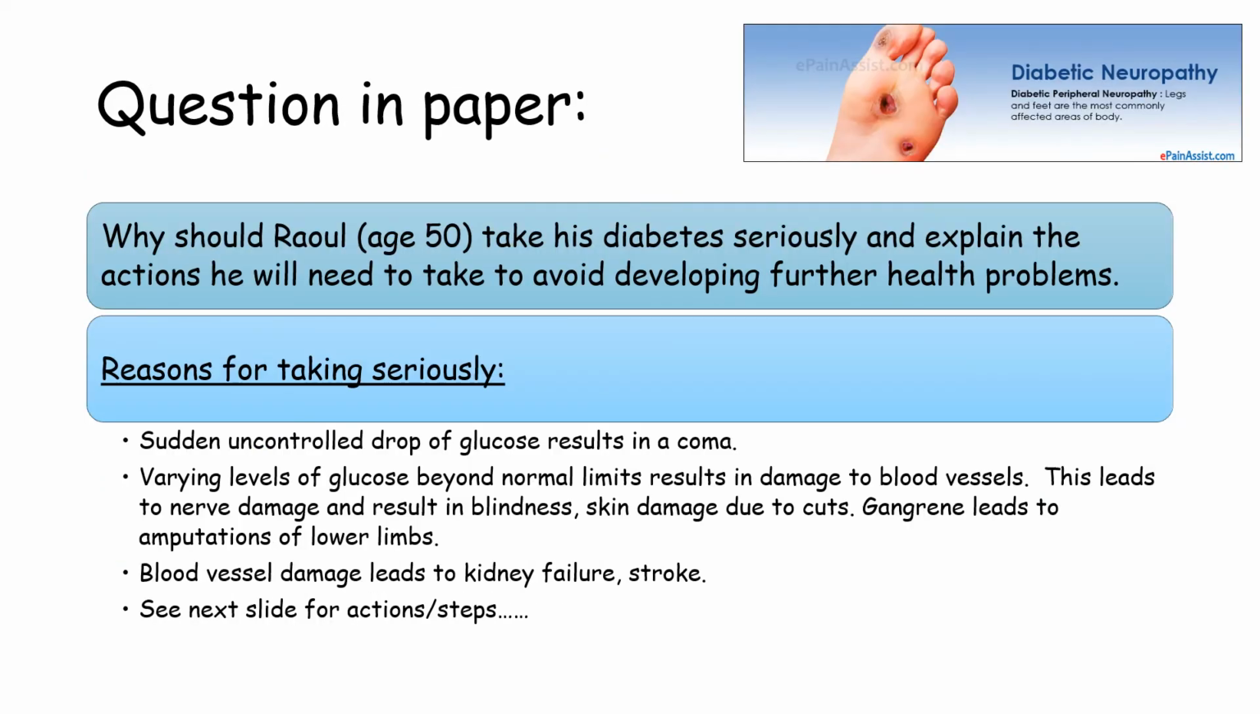An example of a question in a past paper is, why should Raoul, age 50, take his diabetes seriously and explain the actions he will need to take to avoid developing further health problems? Underneath are a list of some of the reasons that he needs to take it seriously. A sudden or uncontrolled drop of glucose results in somebody going into a coma, which is deadly serious. Varying levels of glucose beyond normal limits results in damage to blood vessels. Blood vessel damage leads to kidney failure and stroke. So you can see, if the simple steps to monitor and keep your diabetes under control aren't followed, it can have very negative consequences.